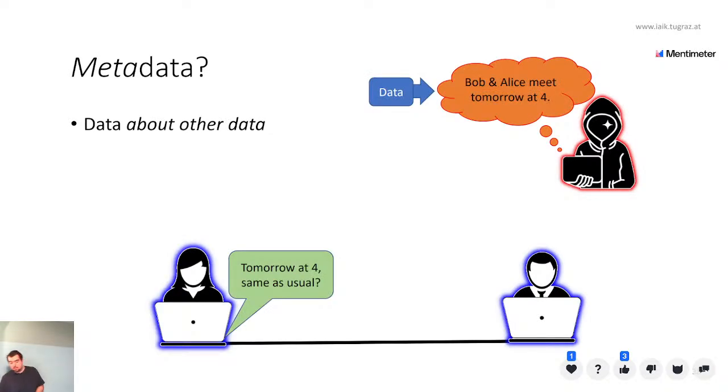So Alice and Bob are communicating. And Alice says to Bob, tomorrow at 4, same as usual. Okay, so what is the data that Eve might be trying to intercept here? The data is the content of the message. The data is tomorrow at 4, same as usual. So the data is, oh, Bob and Alice meet tomorrow at 4. Or potentially the data could also be Bob and Alice often meet at 4, because it's the same as usual. Like, this is data. This is the content of the transmission.